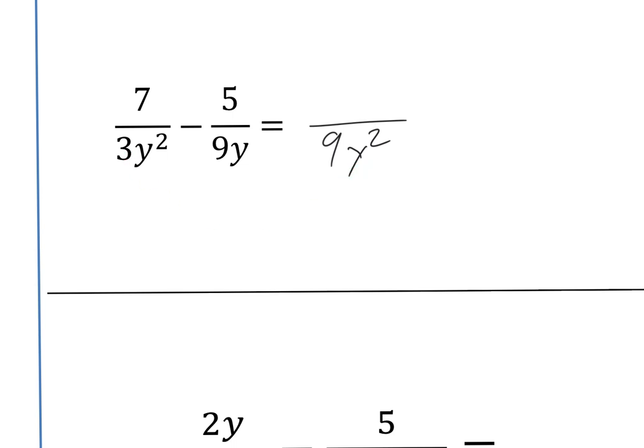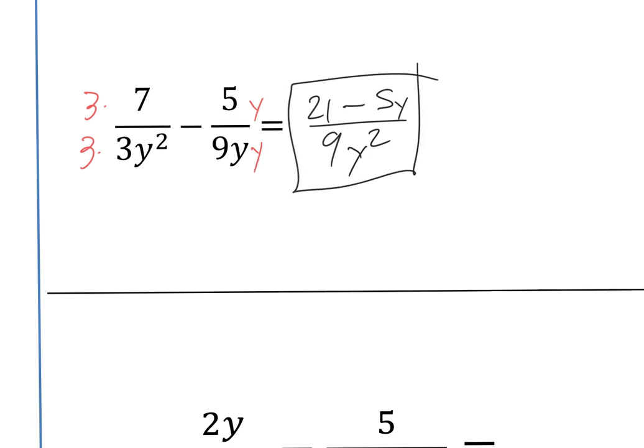And what is that? Well, here, all I would need to multiply is a 3. So I'll multiply top and bottom by 3. And here, all I need to multiply by is a y. And so what do I end up with? Well, 3 times 7 is 21 minus 5y. And there we go. Easy peasy.